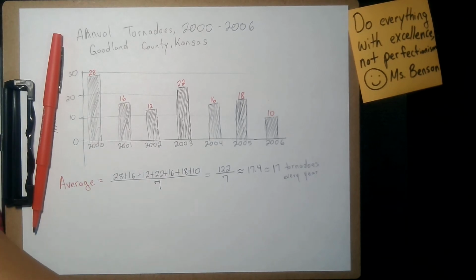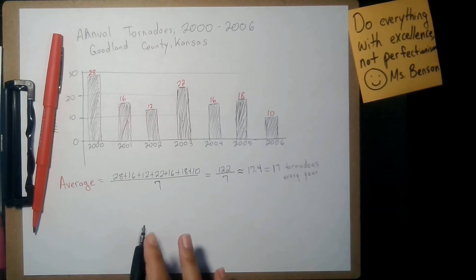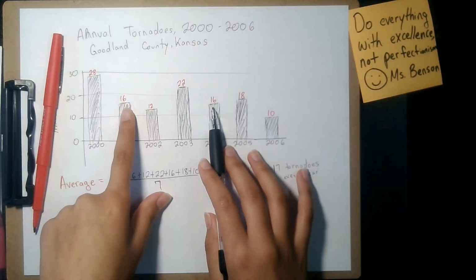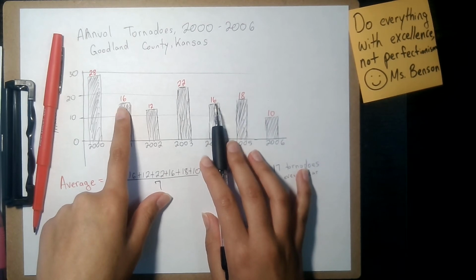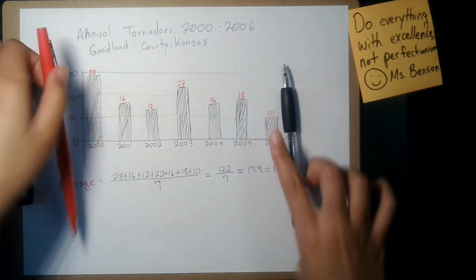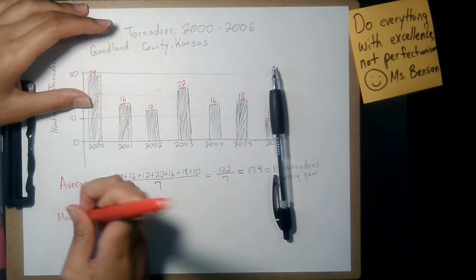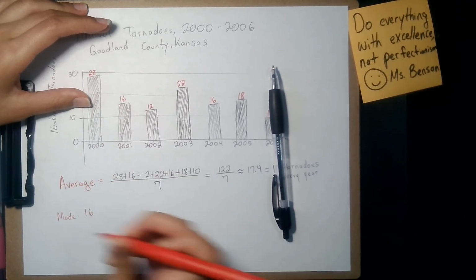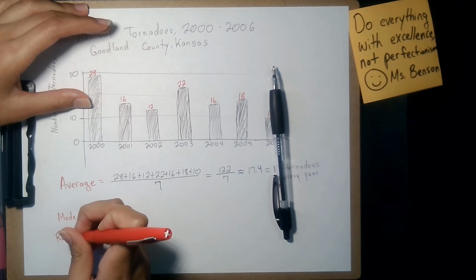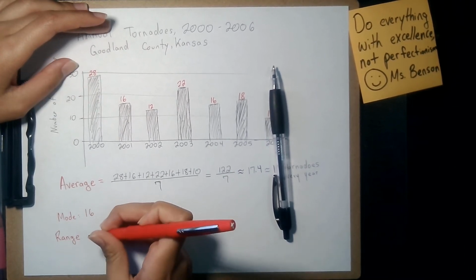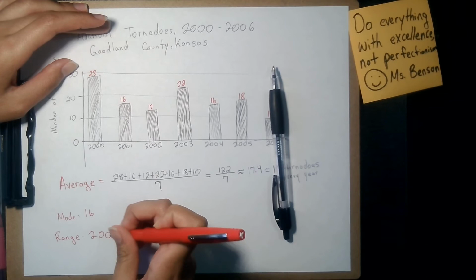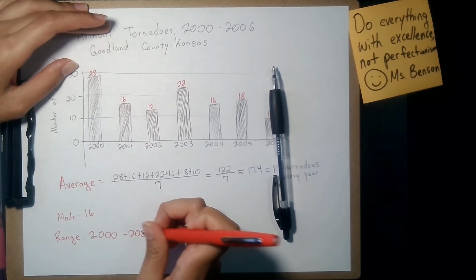Okay, so then if we look at the median, it would be the value directly in the middle. And then the mode would be 16, because that value comes up twice. Mode, 16, and our range is from the year 2000 to 2006.